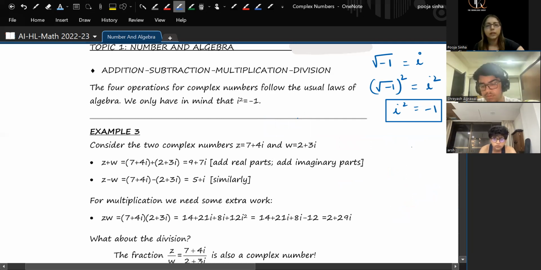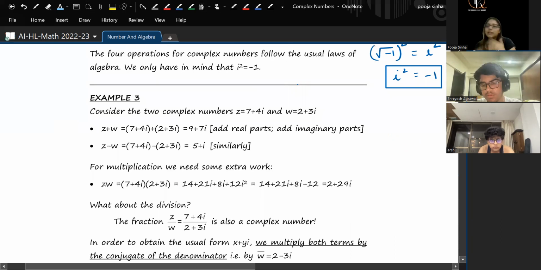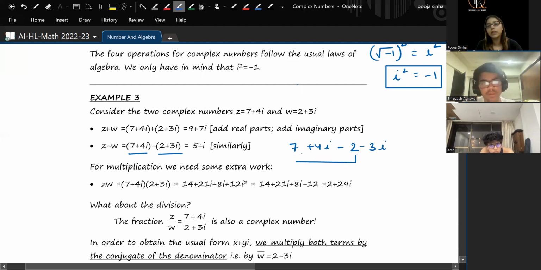Okay. Now we are going to do the same thing with subtraction. So what do we have to do? Again, we have to pick up the like terms. What are the like terms? Real and imaginary. So same question, but now you have to subtract them. So it is 7 plus 4i minus 2 plus 3i. Open the bracket. What do you get? 7 plus 4i minus 2 minus 3i, right? So operate on these two and operate on these two and give me the answer.